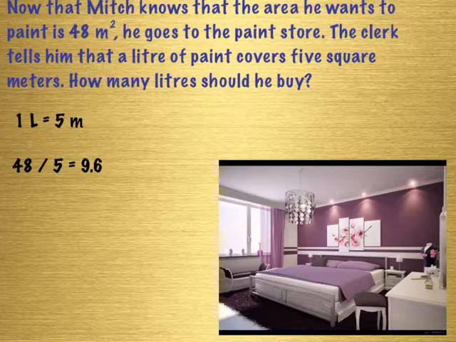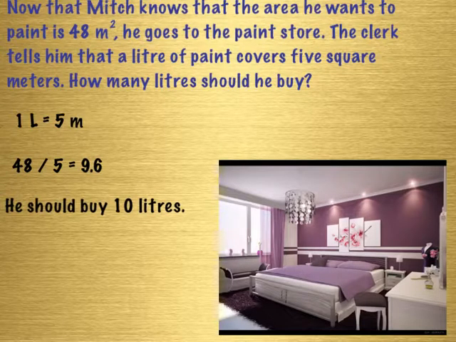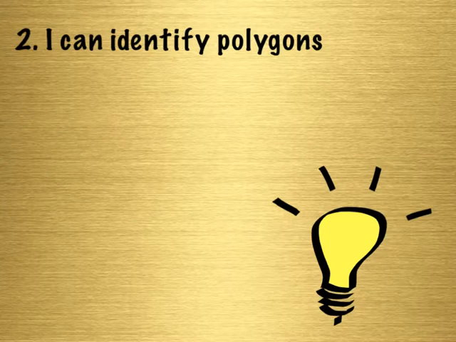Unfortunately, the paint store is probably not going to sell me 0.6 liters of paint, so I'm going to round that up and buy 10. And now we've solved Mitch's problem. He needs 10 liters of paint to cover up all that purple and get himself a nice green.